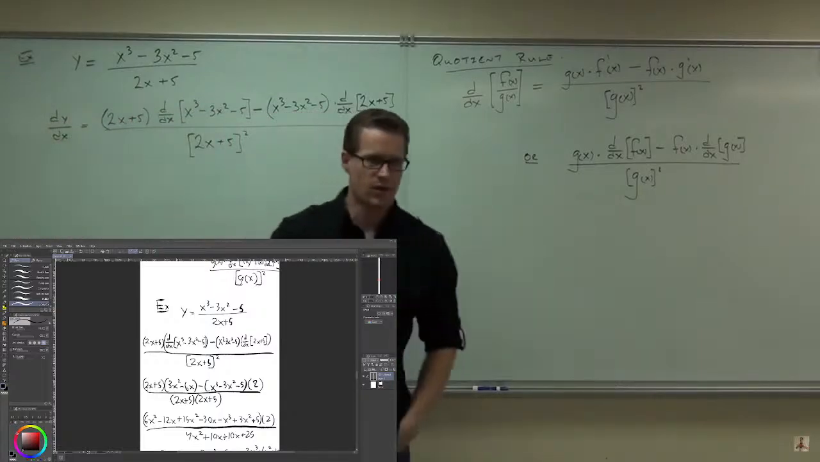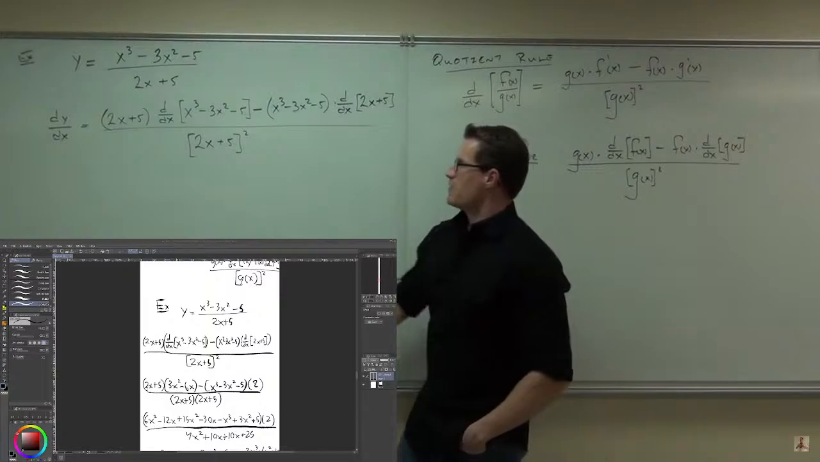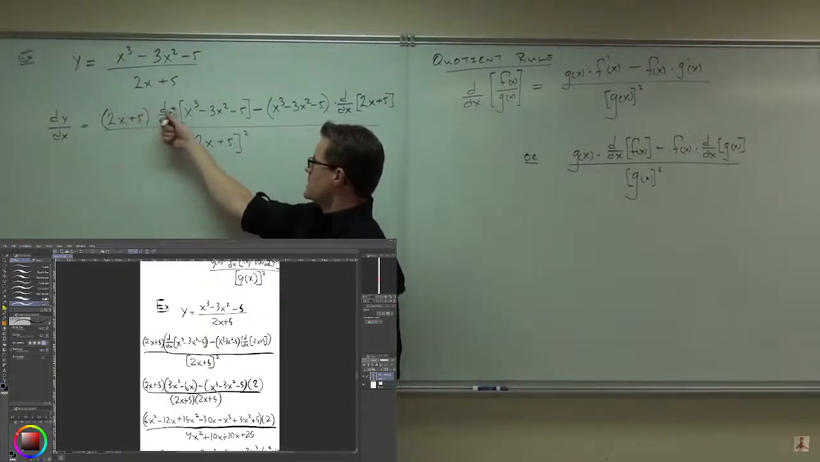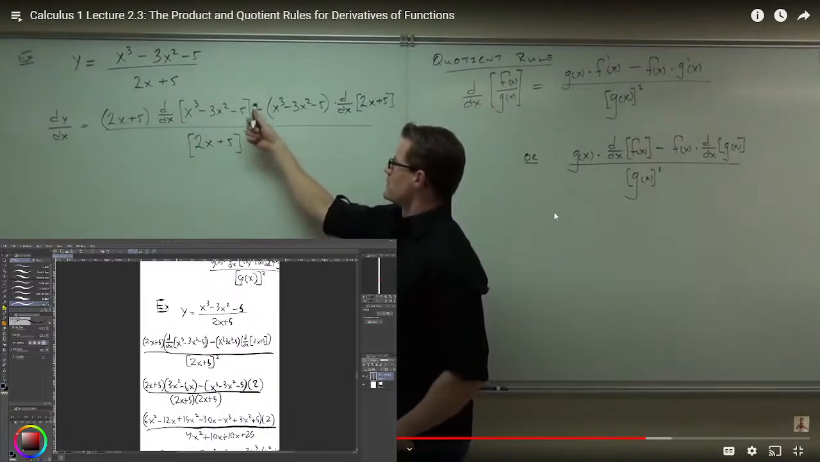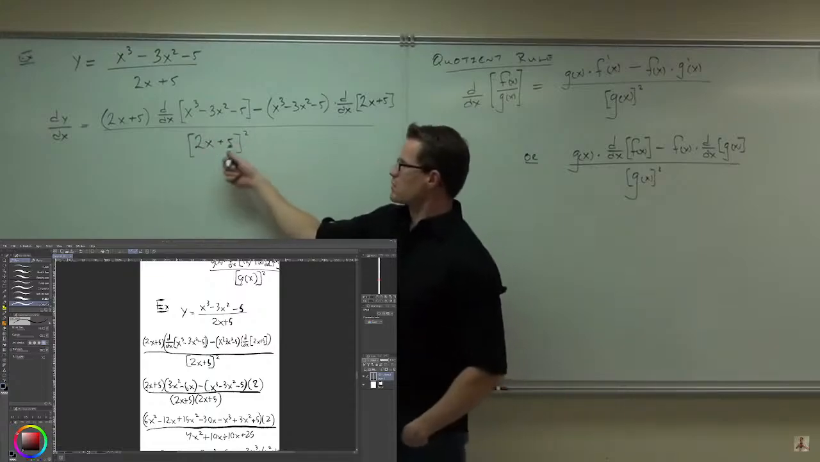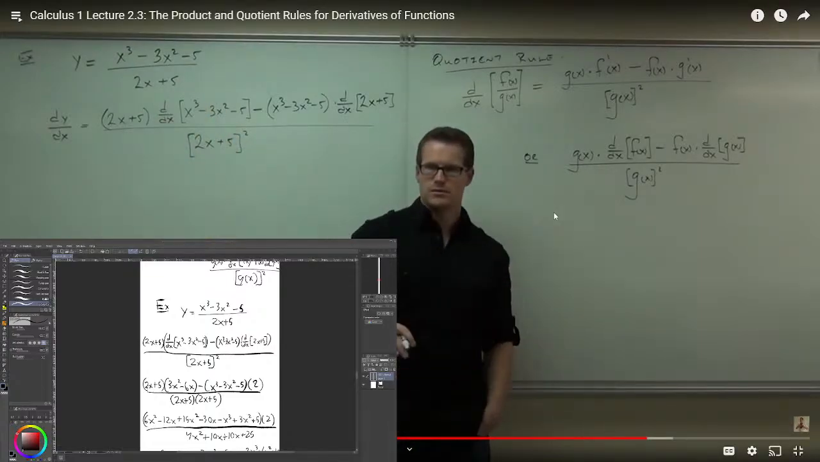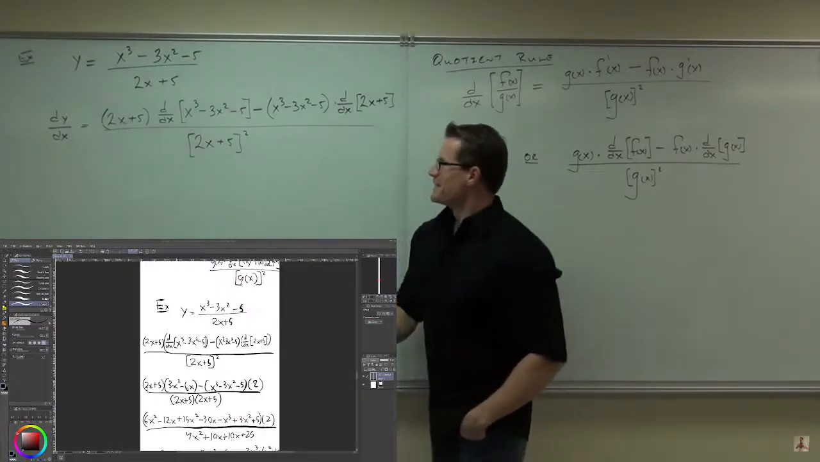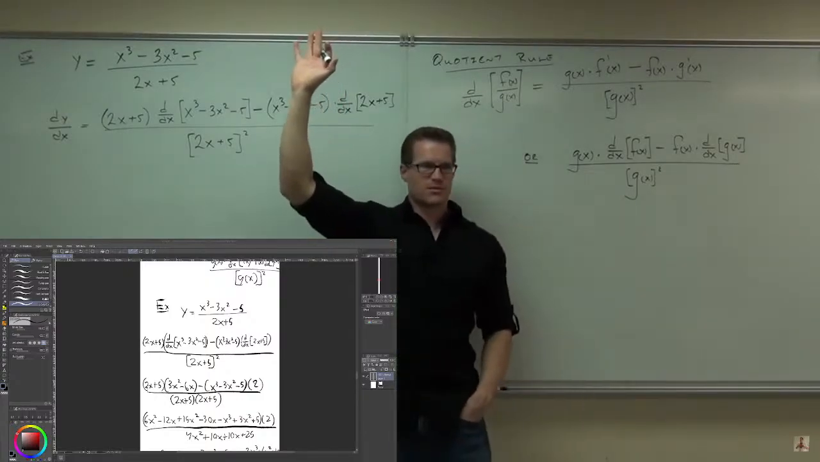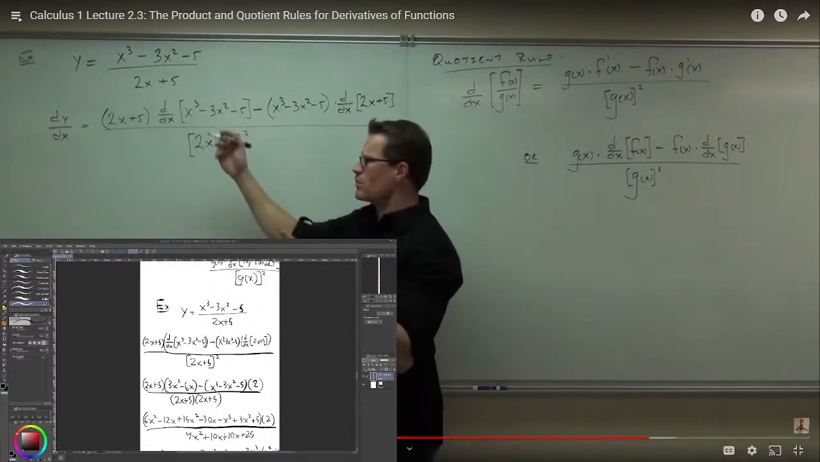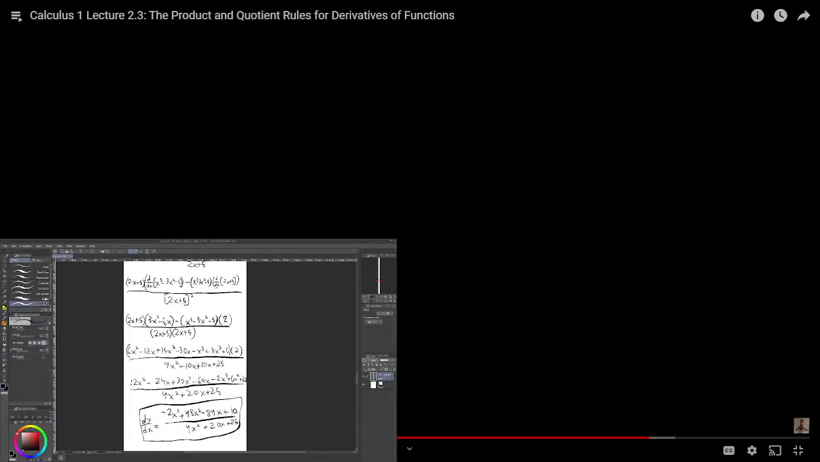Over the low squared, the bottom squared. You don't need brackets; use parentheses if you want. Low d high minus high d low, square the bottom, and you're done. How many people can follow that though? Notice how we've changed this quotient into something with very easy derivatives.